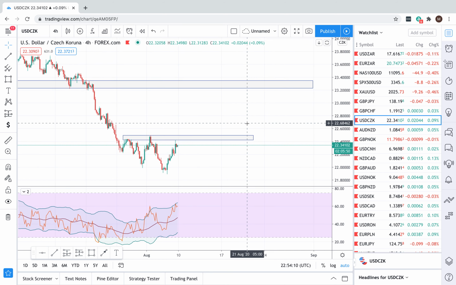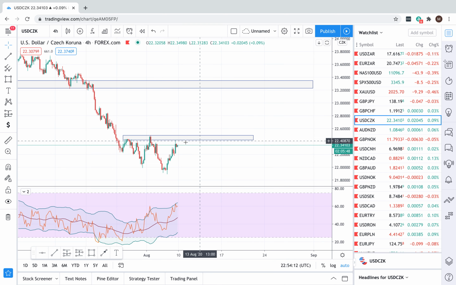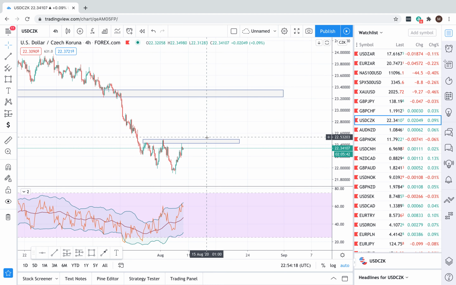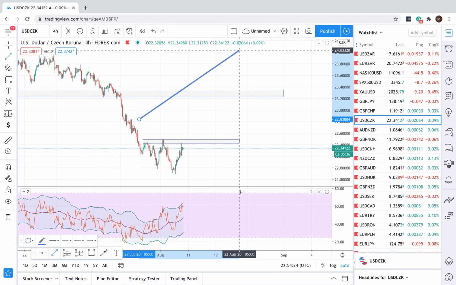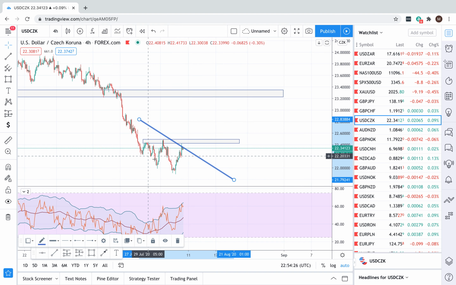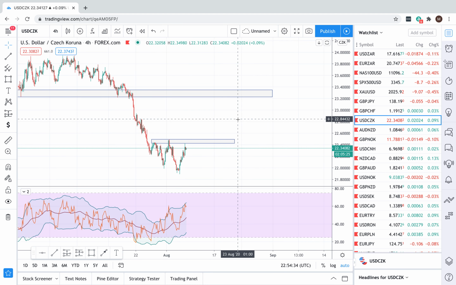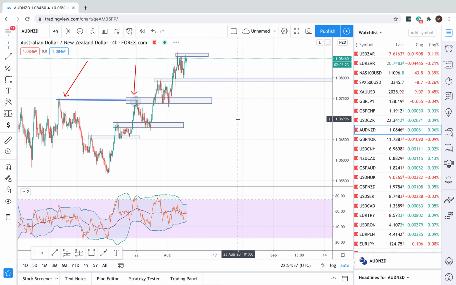USD CZK price is rejecting this zone of resistance right here. We'll see if it keeps on rejecting it to enter in for a possible short setup. Price is still maintaining the overall downtrend. We still have a series of lower lows and we still have a series of lower highs. So we're still on an overall downtrend on USD CZK.